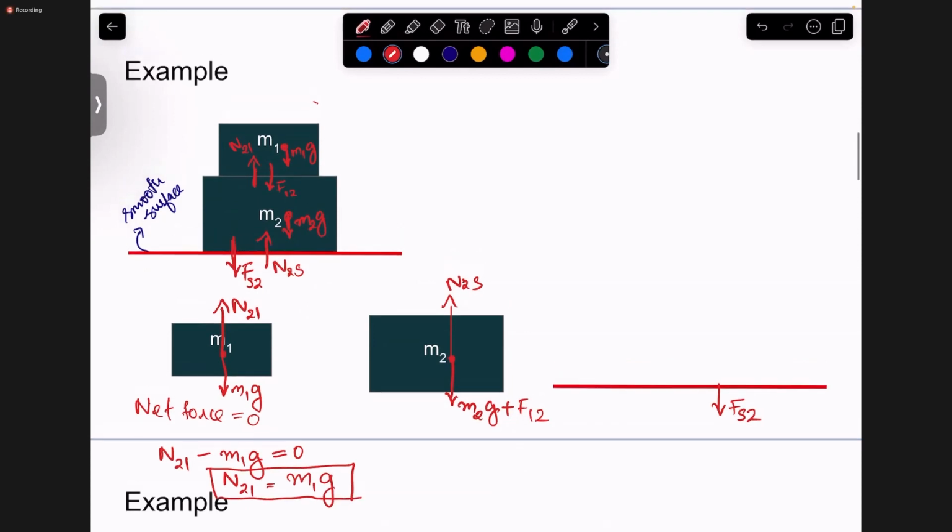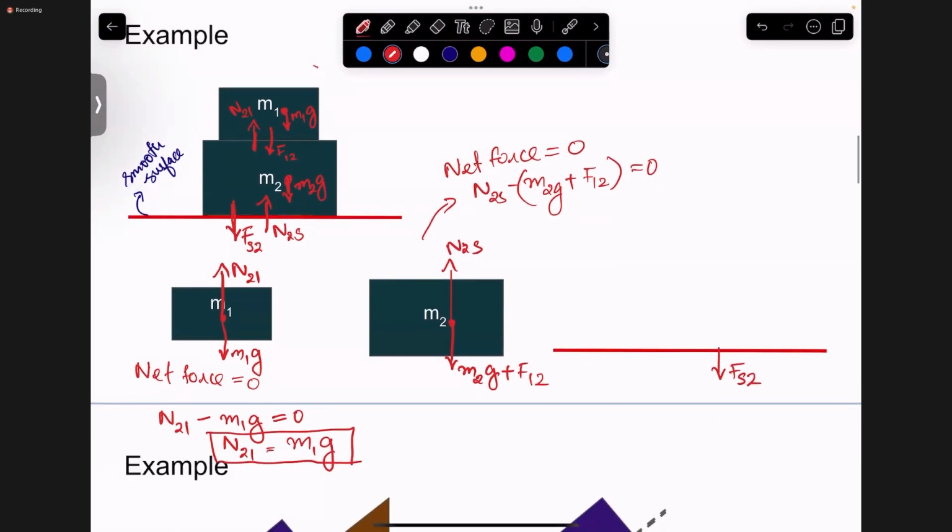Now in block 2, you can see that there is no motion in the vertical direction, so the net force is equal to 0. That means N2S minus M2G plus F12 is equal to 0. So N2S equals M2G plus F12.